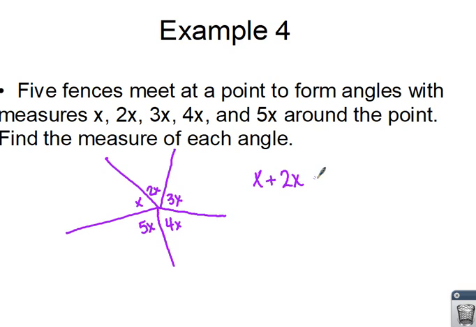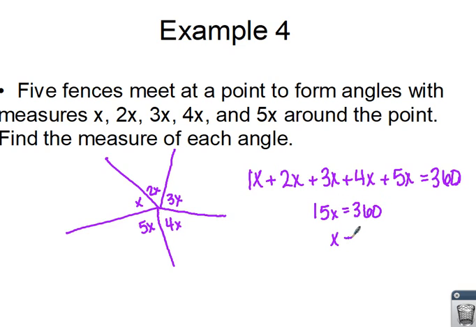So if we add all 5 angles together, they should add up to 360 because they make a full circle here, right? Okay, so if we combine like terms, so we do 1, because this is 1, 1 plus 2 is 3, plus 3 is 6, plus 4 is 10, plus 5 is 15, and we solve that, so we take 360 divided by 15, we get 24.